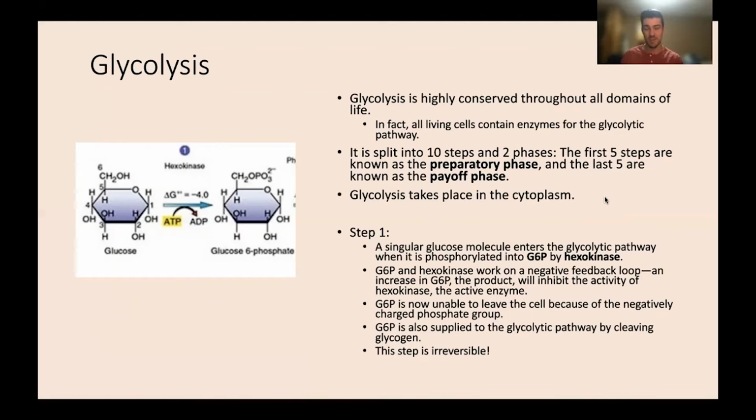G6P is now unable to leave the cell because of the negatively charged phosphate. That's really the main point of adding a phosphate onto the glucose: it sequesters it inside the cell so it's not able to pass through. G6P is also supplied to the glycolytic pathway by cleaving glycogen. Step 1 is irreversible, so it's considered one of the committed steps of glycolysis. As soon as a glucose molecule is phosphorylated with that phosphate group on the 6th carbon, it's pretty much committed to going through glycolysis.